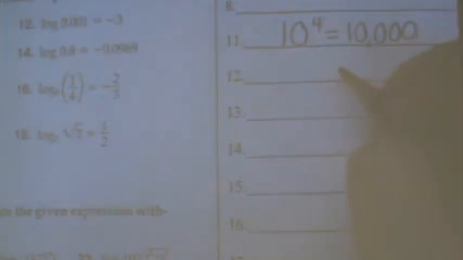Number 13. Tell me what to write. 10 to the 2.8751 equals 750. Number 15. That's an easy one. What is it? 5 to the 3rd is equal to 125. And number 17. 2 to the negative 2 is equal to 1/4. Excellent.